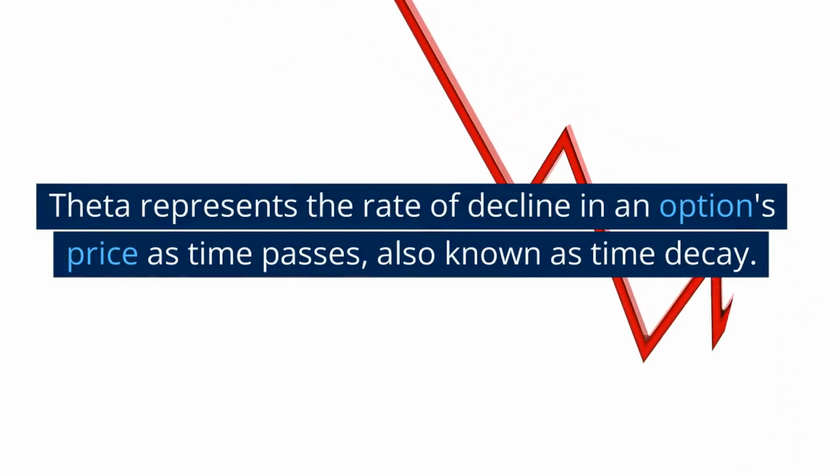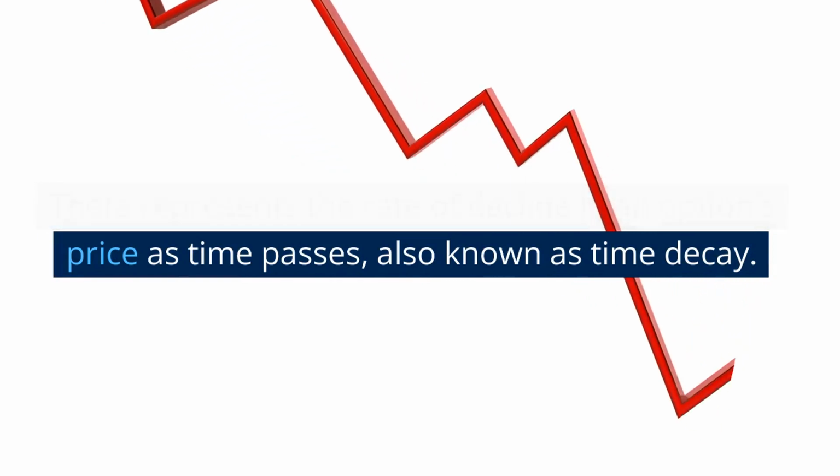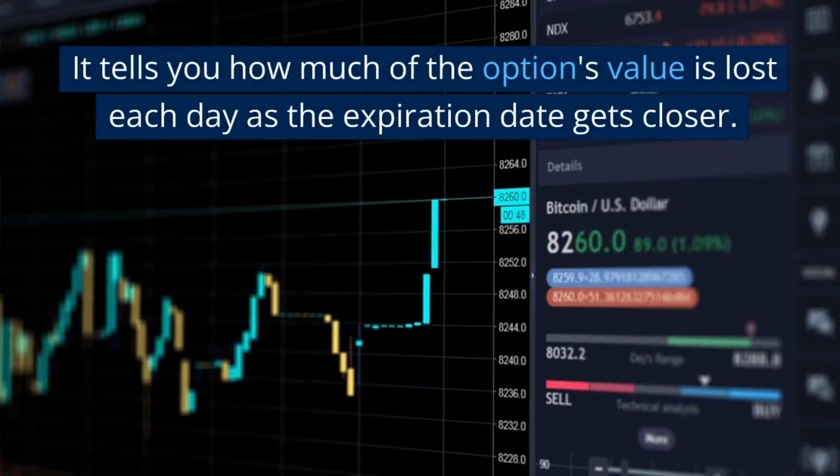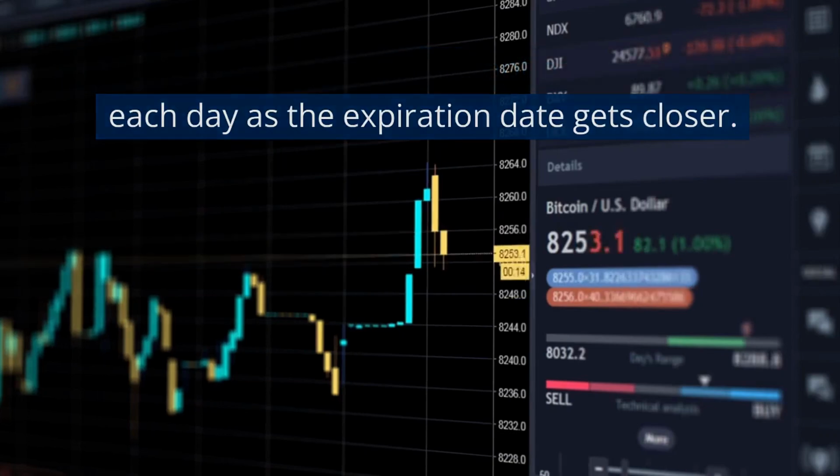Theta represents the rate of decline in an option's price as time passes, also known as time decay. It tells you how much of the option's value is lost each day as the expiration date gets closer.